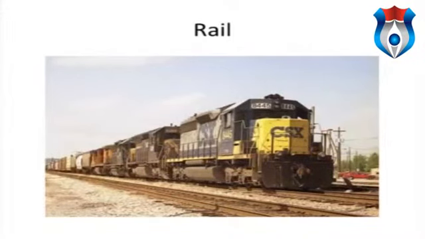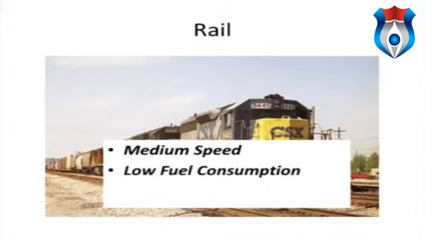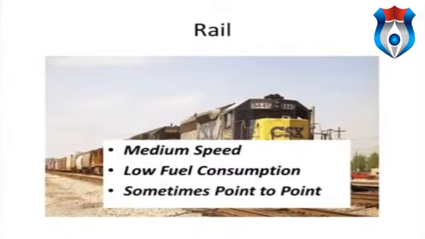Finally, rail transportation offers a significant compromise between road and sea. In North America, rail moves more than 40% of the total freight volume by weight and distance. Rail transportation offers medium speed, comparable to trucks. It has low fuel consumption, much lower than trucks, but not as low as ships. Rail is still frequently point-to-point, but intermodal rail freight allows a combination of rail, truck, and ship to serve those customers not located on railway tracks.